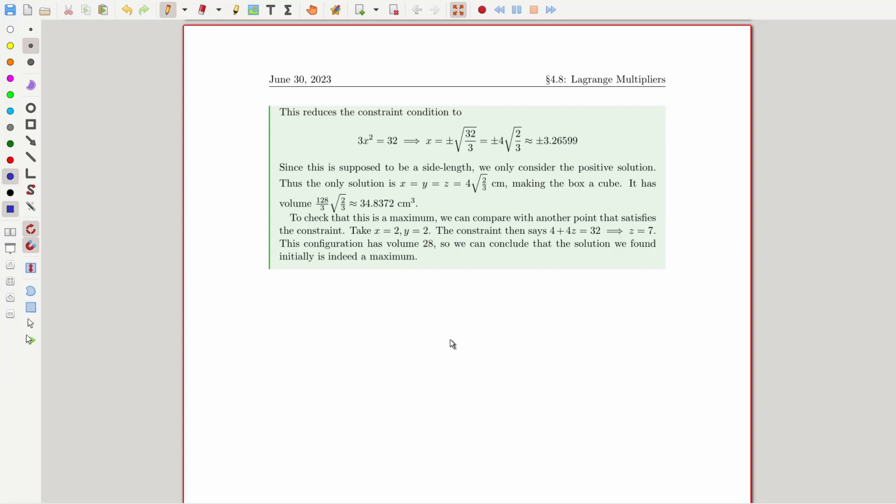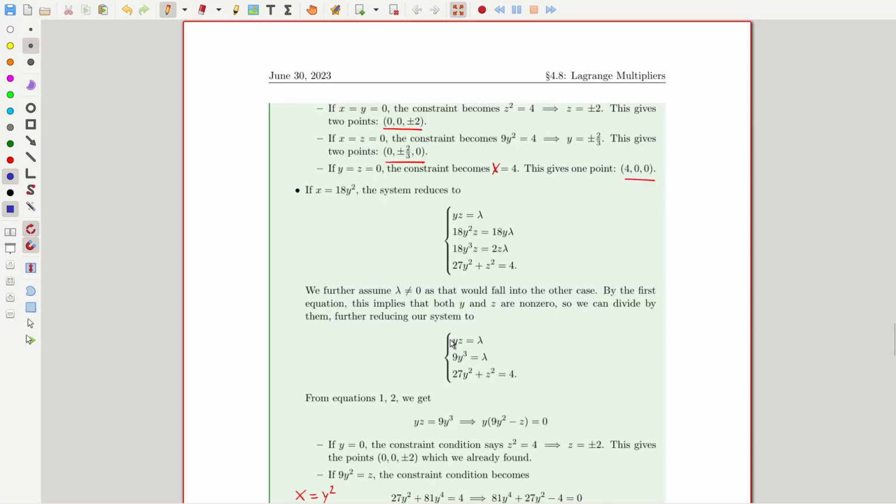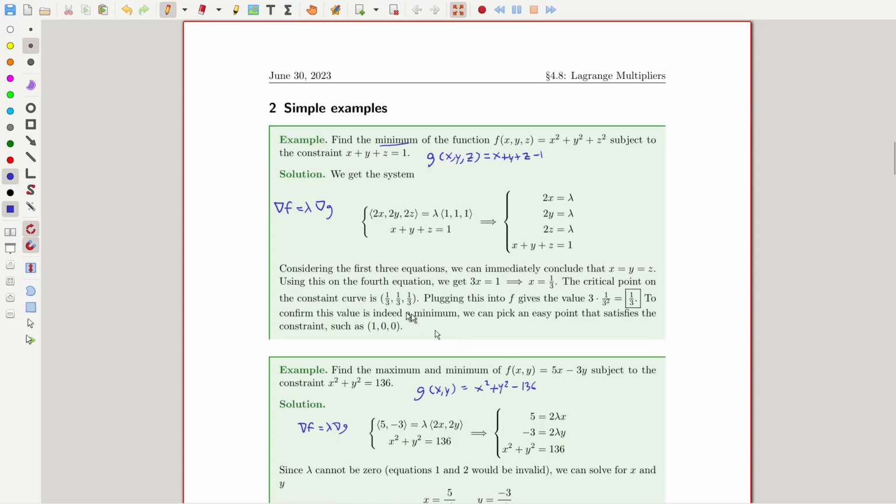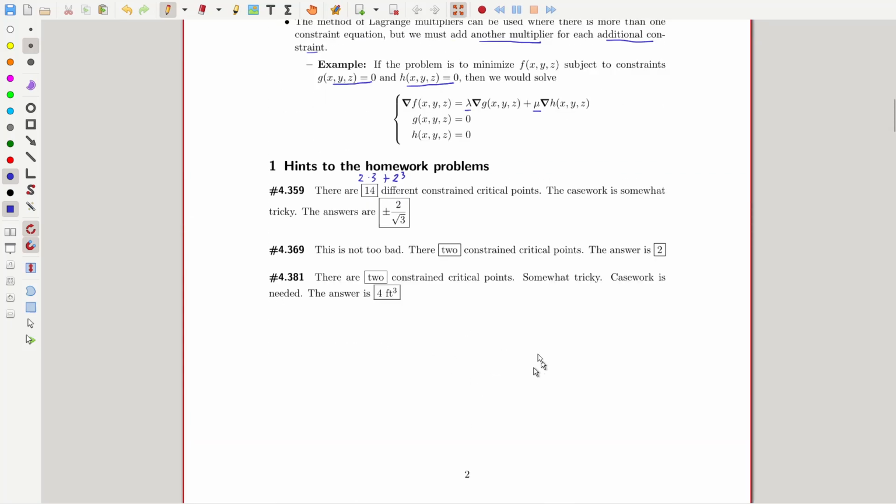So good luck with calculating those things. The hints hopefully help to some extent. If you get the same answer, you can be reasonably confident that you did the right thing, especially if you are able to detect all of the critical points. With these two, it's too simple. There's only 2, so it's hard to know for sure. But with the 14, if you get all 14, you probably did the right thing.